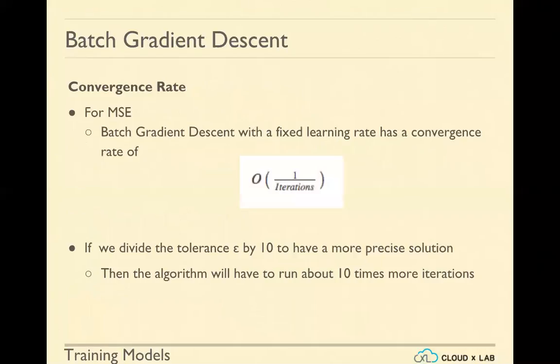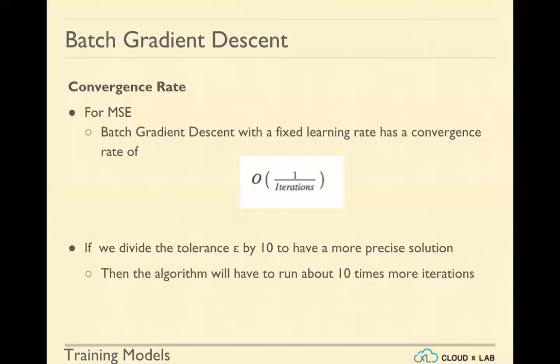So for mean square error, the batch gradient descent with a fixed learning rate has a convergence of this. Basically, if the learning rate is fixed, the more iterations there are, the rate at which things are converging will keep on going smaller. So how should I explain this? If the slope is smaller, it will require more iterations to converge. That's what it means.